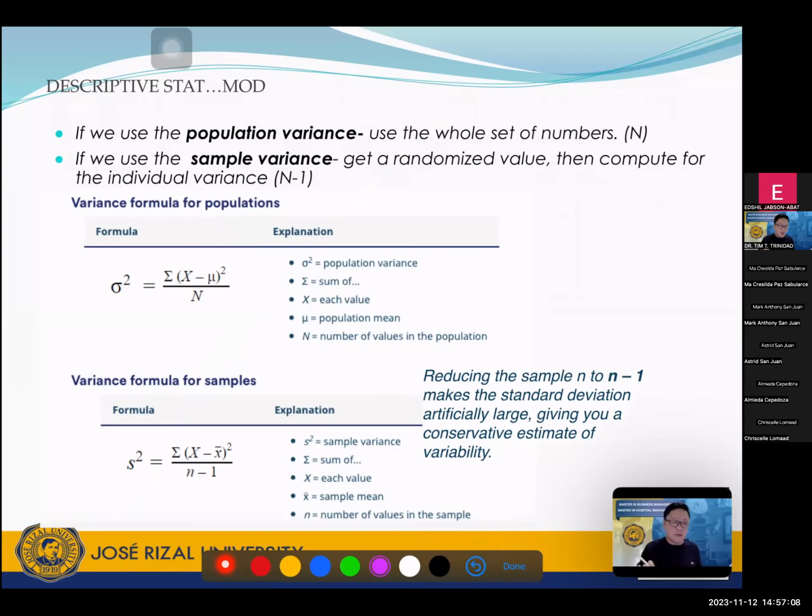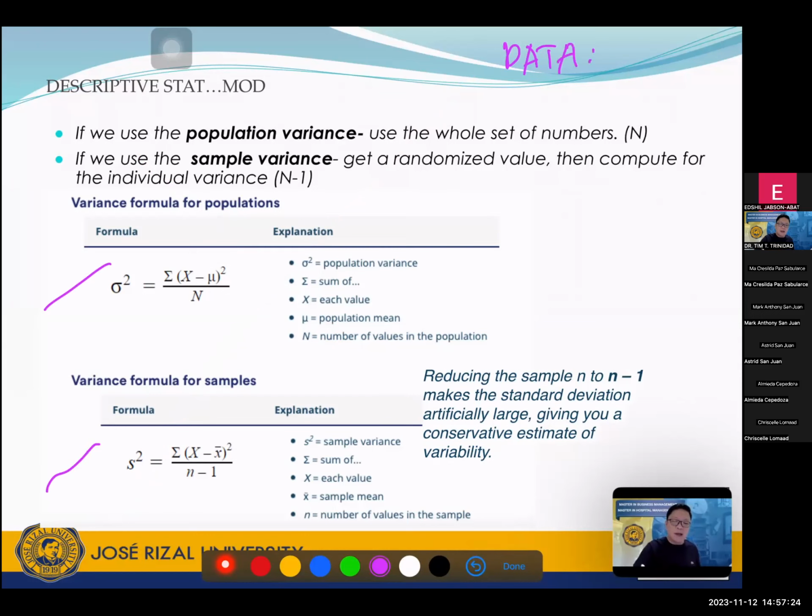Hindi ko kayo expect na i-memorize nyo ito. So I'll just mention it for your information, that a variance has a formula. Okay, it has two formulas depending on your data, the source of your data.